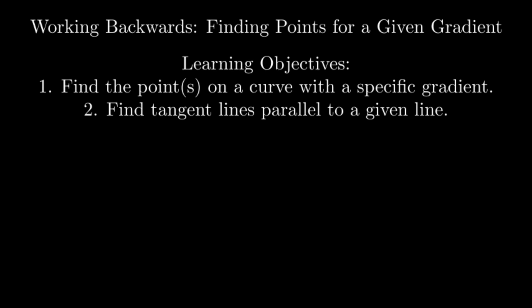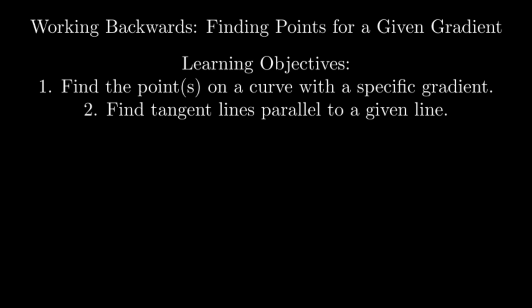So far, we've been given a point and asked to find the tangent. Let's now flip the problem around. What if we are given a gradient and asked to find the point or points on the curve that have that gradient? Our objectives will be to find points on a curve with a specific gradient, and then apply this to find tangent lines that are parallel to another given line. This is a common and very useful type of problem.